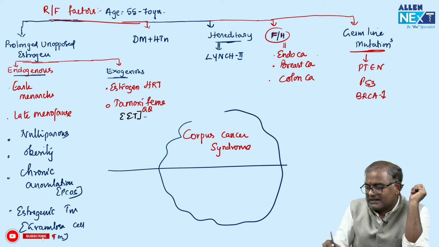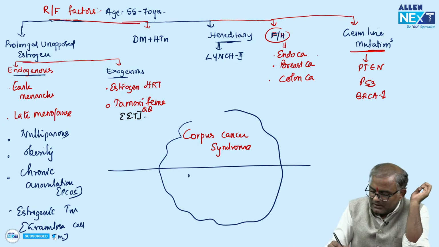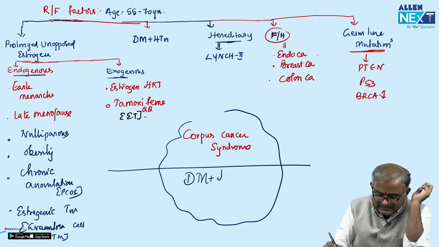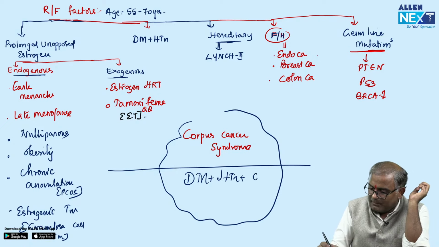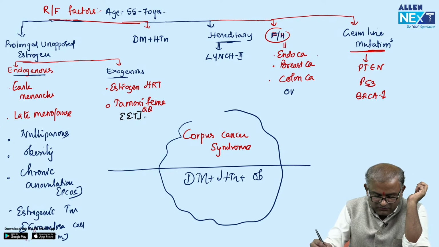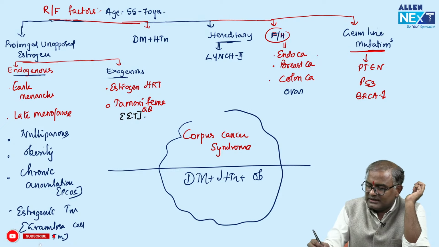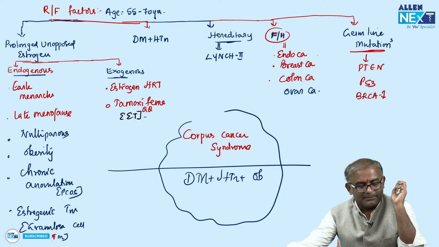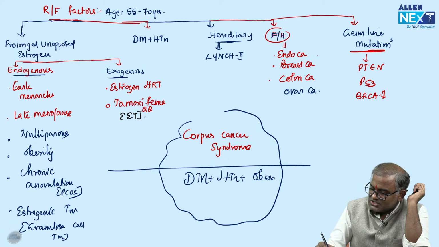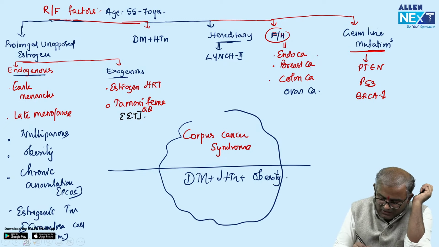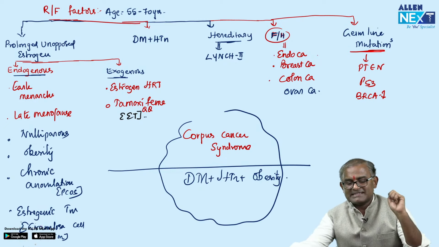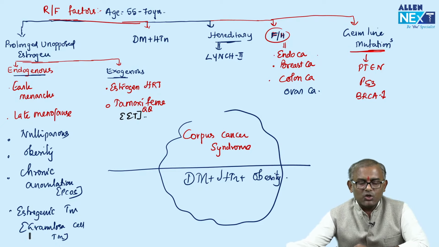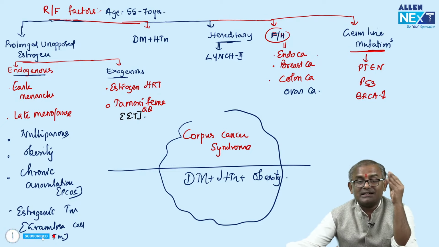And what are the components of corpus cancer syndrome? That is diabetes, hypertension, obesity. Even a family history of ovarian cancer also leads to endometrial CA. So diabetes, hypertension, obesity and endometrial CA constitute what? Corpus cancer syndrome. You got the point, doctor? So these are all the risk factors.